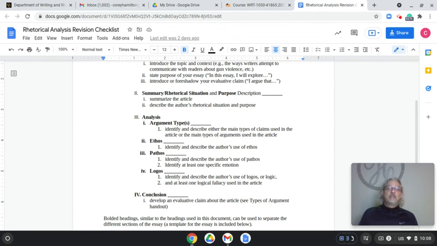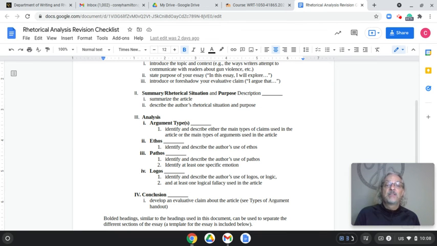Summary, rhetorical situation, and purpose. Did we summarize the article? Did we describe the author's rhetorical situation and purpose? And then the analysis section is more about the body paragraphs. Did I discuss and identify the main types of arguments? Did I say whether this was a causal, a cause and effect, an evaluative one, an argument from definition, a proposal argument, a rebuttal? Remember the types of argument handout and video that we discussed a couple of weeks ago.